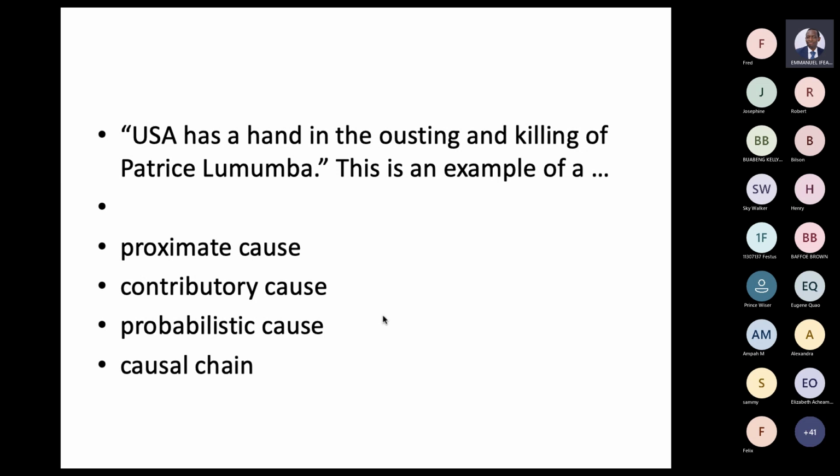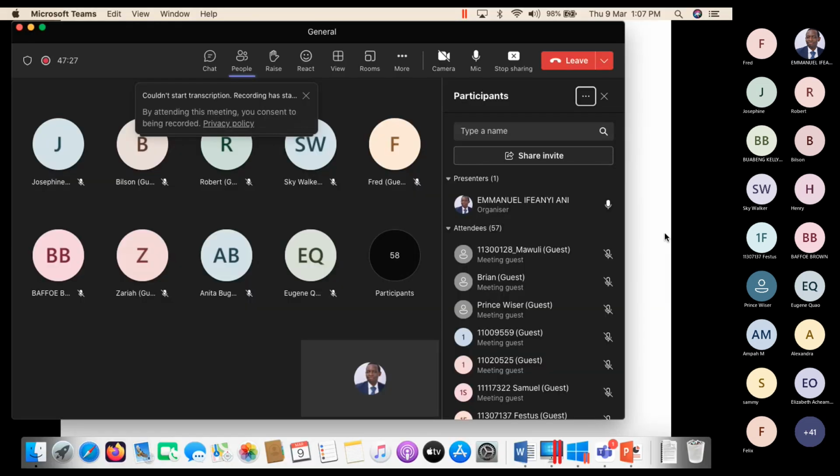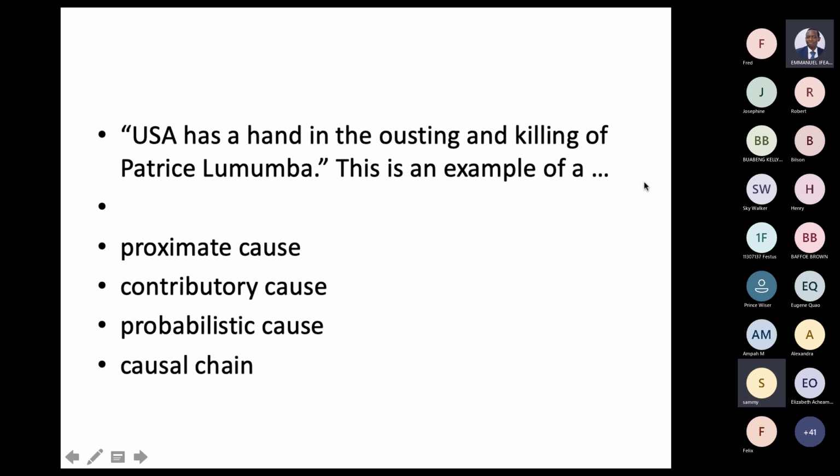USA has a hand in the ousting and killing of Patrice Lumumba. This is an example of a... so that should be simple. Look at the sentence carefully, and that tells you the answer. Which cause? Proximate cause? Yeah, contributory cause. So the phrase "has a hand" tells you that there are multiple causes. "Has a hand" means that there is one cause and it's not the only one. It will tell you it's a contributory cause.